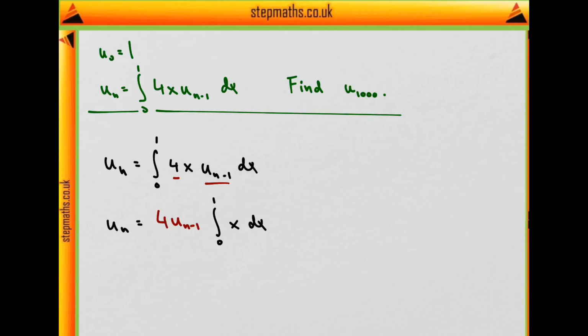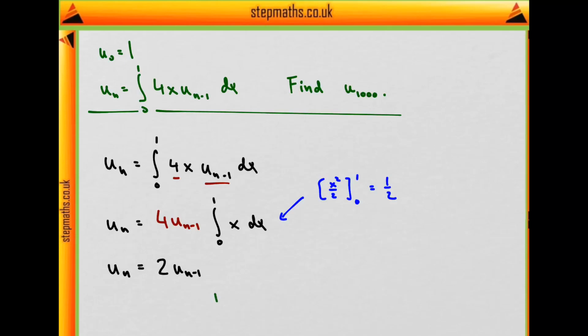And why is that good news? Well, because un minus 1, the kind of variable term, now isn't inside the integral, but just a constant in front of it. So we can evaluate the integral. It now doesn't depend on n at all. And this will be x squared divided by 2 from 0 to 1 is 1/2. In other words, un is 4 times 1/2 is 2, un minus 1.